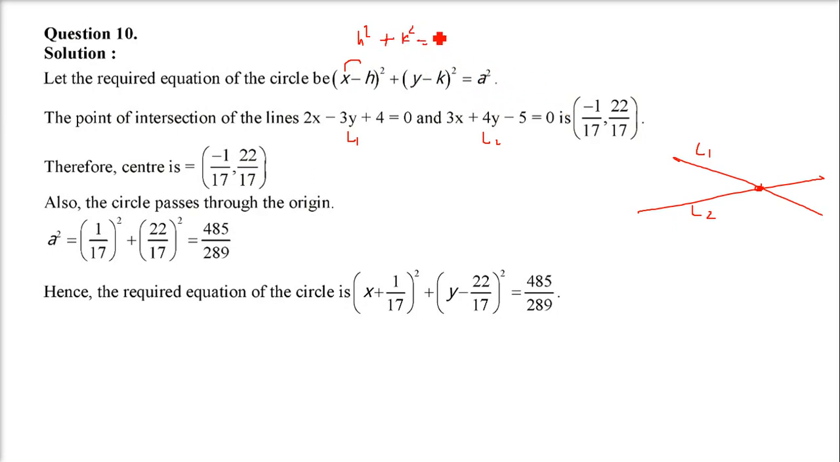So how do you get r square? Because h and k are known to you. The center is known, minus 1 by 17 and 22 by 17. So just put it in here. The same equation which I wrote here is like this. A square is 1 by 17 whole square plus 22 by 17 whole square, which is 485 by 289, and replace it in this equation. So this is the final equation. This is h and k, and this is your r square or a square. So x minus h, that is x plus 1 by 17, whole square, plus y minus 22 by 17 whole square, equals 485 by 289.